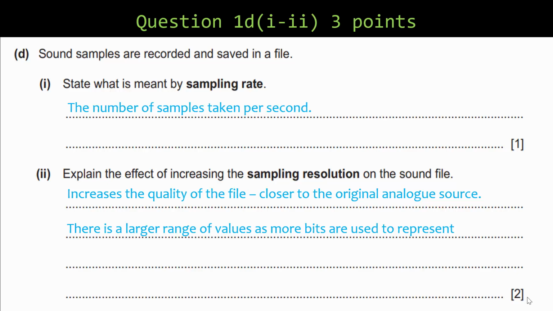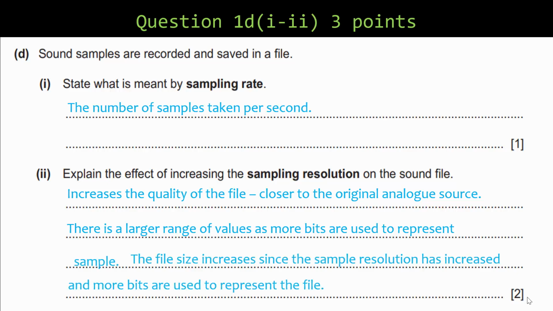I'm saying it's closer to the original analog source, whatever that may be. There's also a larger range of values as more bits are used to represent the sample. Now, when I say larger range of values, that means when the pitch gets really high or very low, or there's a gradual crescendo or decrescendo, I'm able to represent that very smoothly because I have more bits to be used. Now, the file size, though, when I increase the sampling resolution, yes, I'm increasing the quality of the file, but that's also going to increase the file size because the sample resolution has increased. What does that mean? More bits are used to represent the file. So if I say I increase the quality of the file, which also increases file size, I'm good to go.